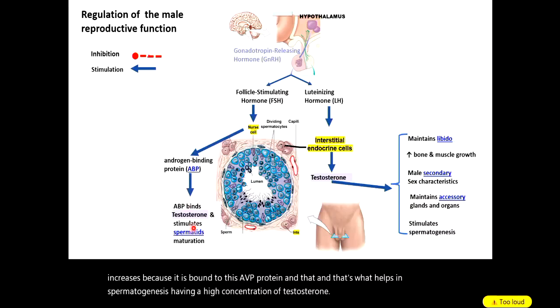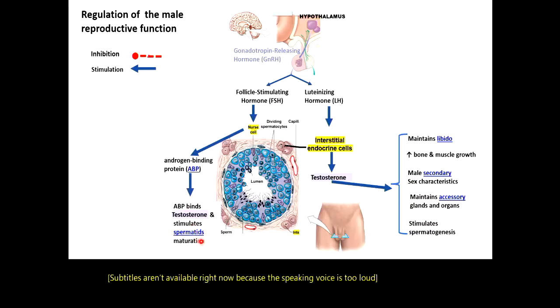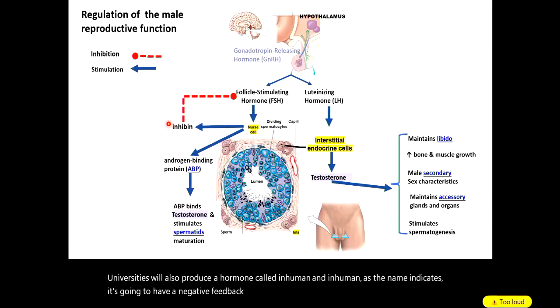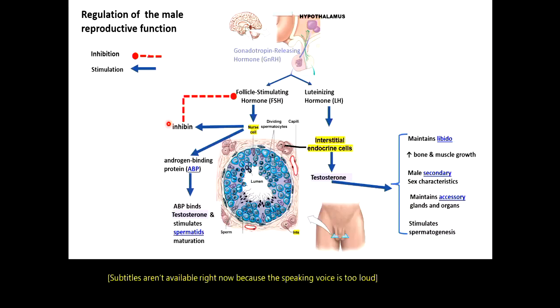And also it will promote the conversion of spermatids into sperm. That's the process known as spermiogenesis. Testosterone also helps in the conversion of spermatids into sperm as well. So this is one of the functions of the Sertoli cells, releasing androgen binding protein. The Sertoli cells will also produce a hormone called inhibin. And inhibin, as the name indicates, is going to have a negative feedback effect on the follicle stimulating hormone.